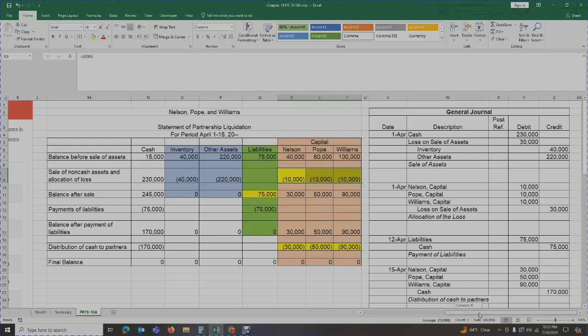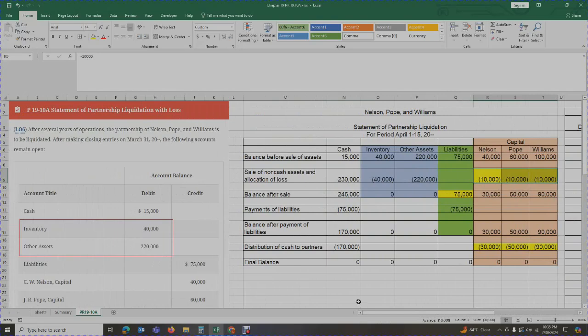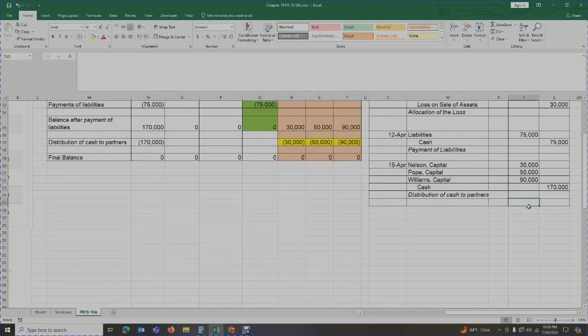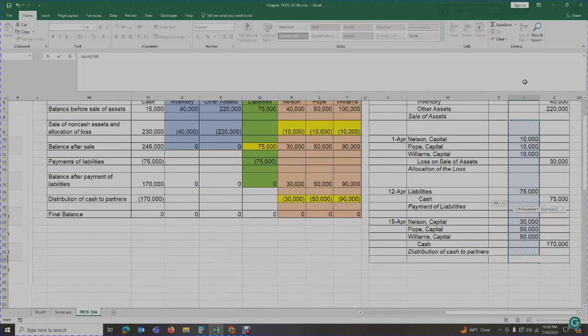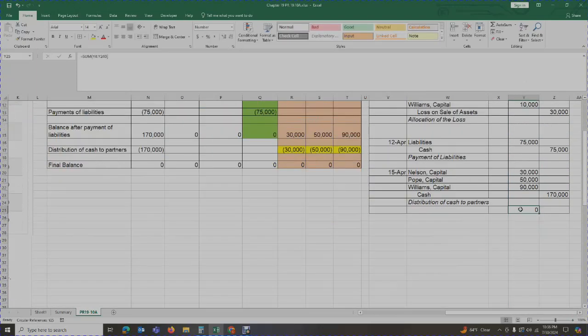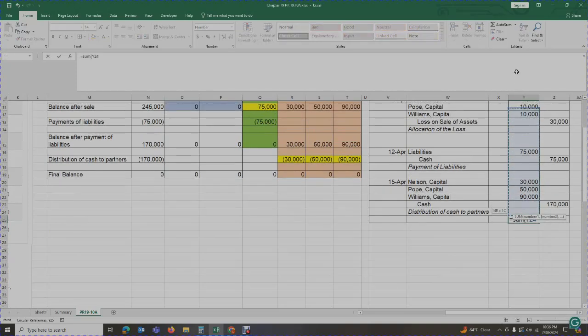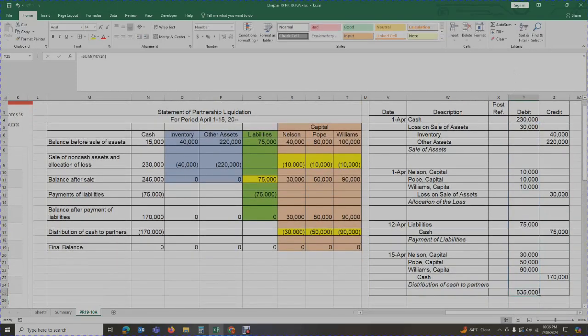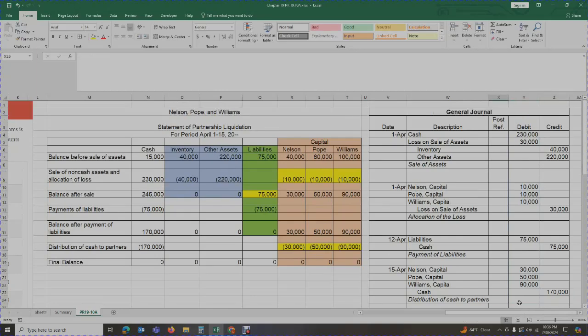So that is the end of this problem. We completed the statement of partnership liquidation. All of our balances on all of our accounts are 0, and then we do the 4 journal entries, 1 for each step. Now when I'm done, I like to make sure that my debits equal my credits, because if not, we're going to have some problemas. So let's go ahead and do that. We have 535,000 debit and 535,000 credit. So we are in balance. We are good. I can delete that now so we don't confuse you.